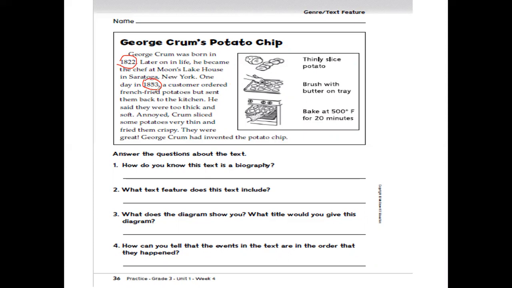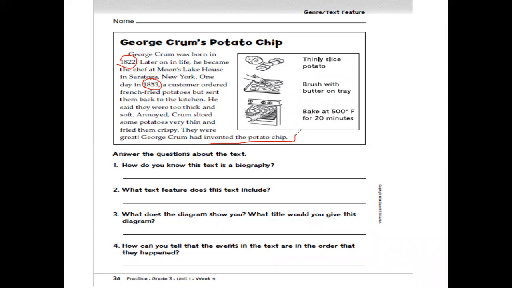A customer ordered French fried potatoes but sent them back to the kitchen. He said they were too thick and soft. Annoyed, Crum sliced some potatoes very thin and fried them crispy. He was angry, but then they were great. George Crum had invented the potato chip.